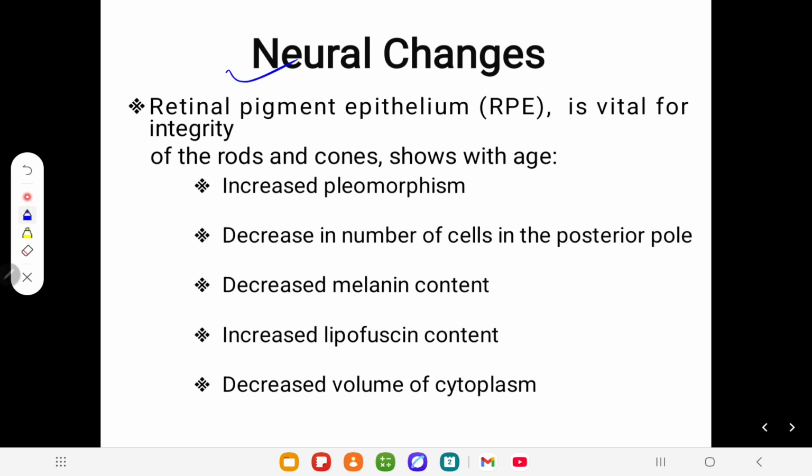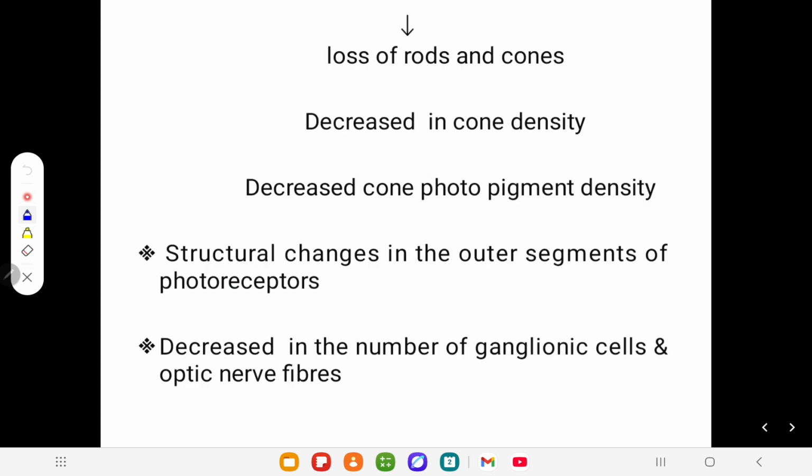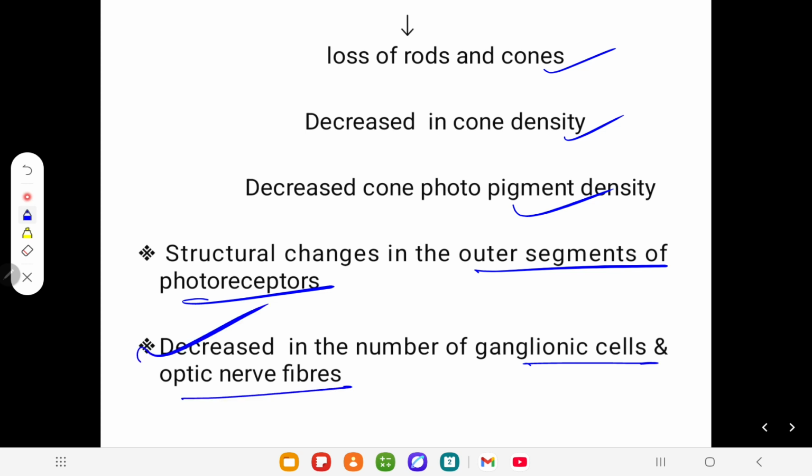Neural senses means retinal pigment epithelium deficiency, which is vital for the integrity of rods and cones. We know it. Why? There is increased pleomorphism in the RPE, decreased number of cells in the posterior pole of the RPE, decreased melanin content, increased lipofuscin content, and decreased volume of cytoplasm. Eventually this causes loss of rods and cones, decreased cone density and decreased cone photopigment density. Structural changes in the outer segment of photoreceptors are also seen with age. A decrease in the number of ganglion cells and the nerve fiber layer is also commonly seen in older patients.